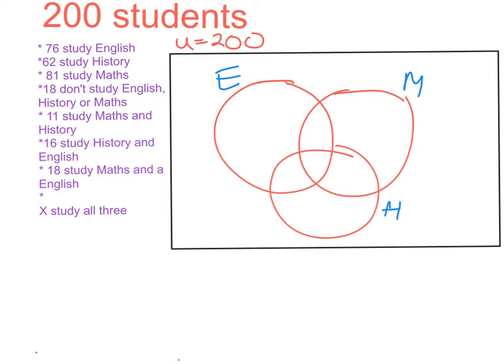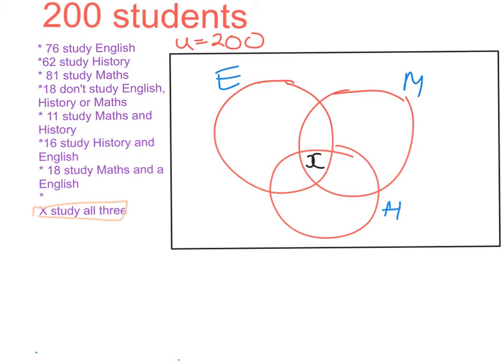Okay, so I always say to start off in the same place, and the place to start off with is always the centre part or the outside. So in here I am told something about the centre. I'm told that X study all three. So if X study all three, I'm now going to use that and mark in an X here.